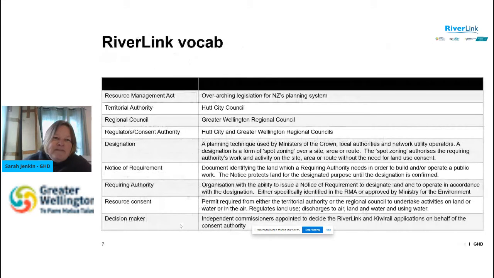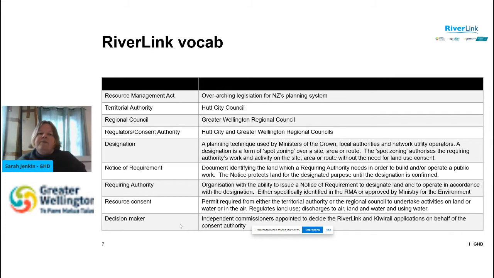And so just a little bit of vocab. So the Resource Management Act, which most of us refer to as the RMA, is the overarching legislation for New Zealand's planning system for controls around how we use land and water and air. Hutt City Council in this system is known as a territorial authority. So that's the district level council. So like Wellington City Council, Upper Hutt, Hutt City, Kapiti Coast, etc.